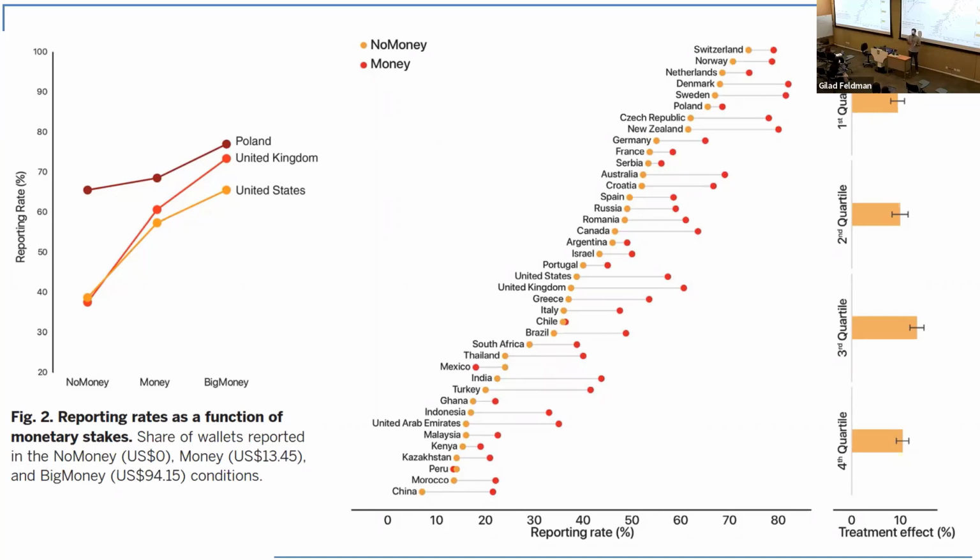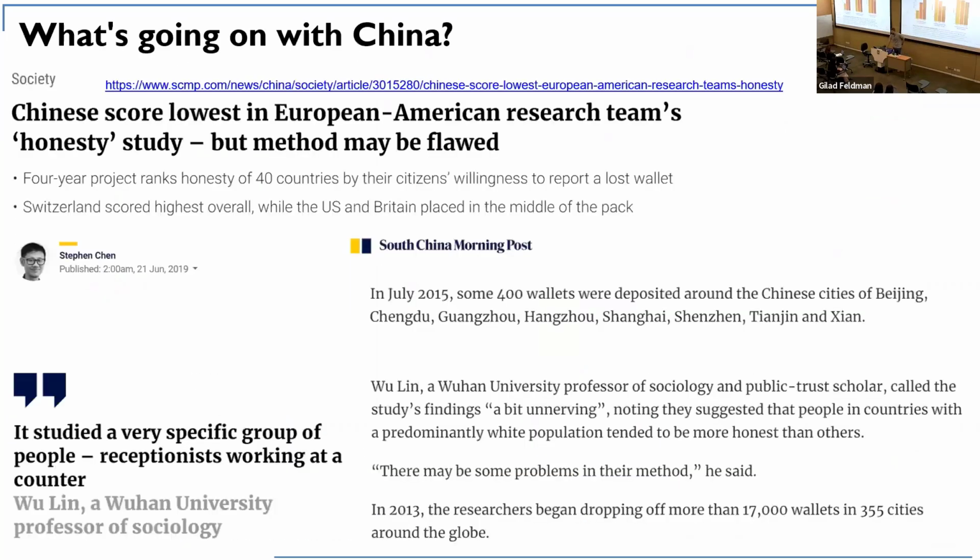So already we see two other aspects. When we do cross-cultural studies, it's very important for us to understand the culture that we're going into. So I was fascinated by this whole thing. Why do Chinese score lower in the European American research? Just the headline is amazing. The Chinese score lowest in a European American research team's honesty study, but the method might be flawed.